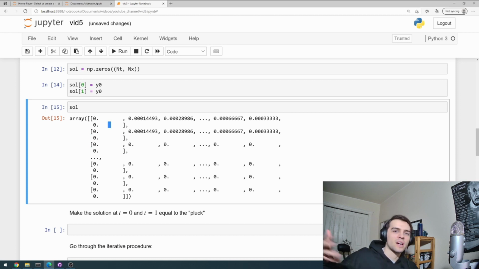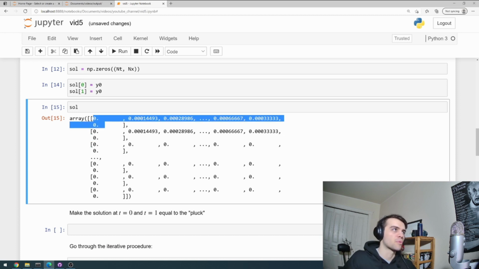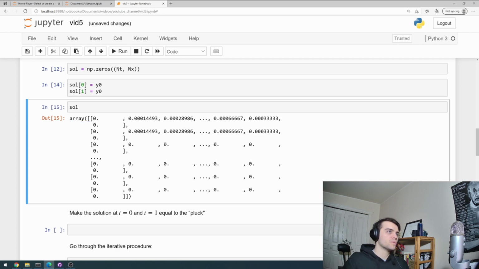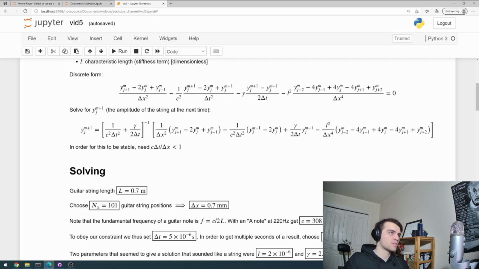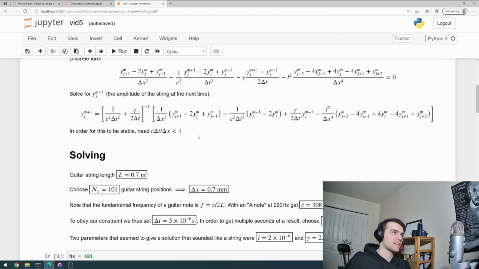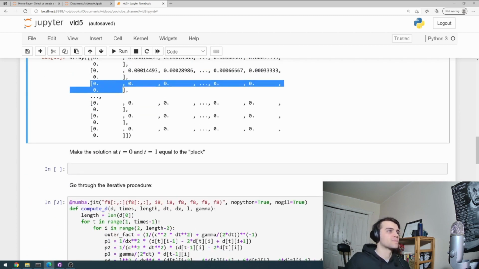So the kind of hackish way to get around that is just to set both rows equal to the same thing to start. Now we're going to use Numba to go through the iterative procedure. All it's going to do is go through this row, and I'm going to apply this equation for every point j. And I'll just extract all the points I need from the previous places, right? So this formula here, that's what I'm going to do.